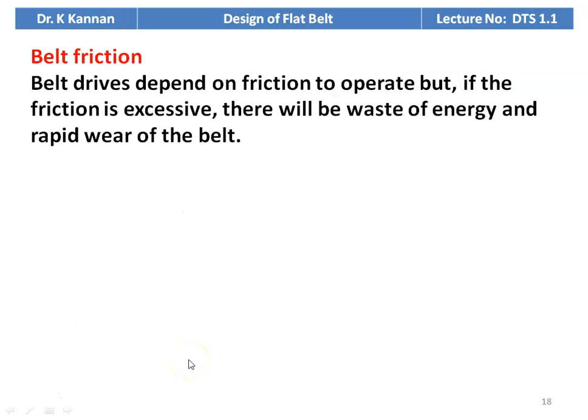Next, we talk about the belt friction. Belt drives depend on friction to operate. But if the friction is excessive, there will be wastage of energy and rapid wear on the belt. So, the main principle of belt drive is the friction between the belt and the pulley. But if the friction is excessive, there will be loss of energy and wear of the belt.